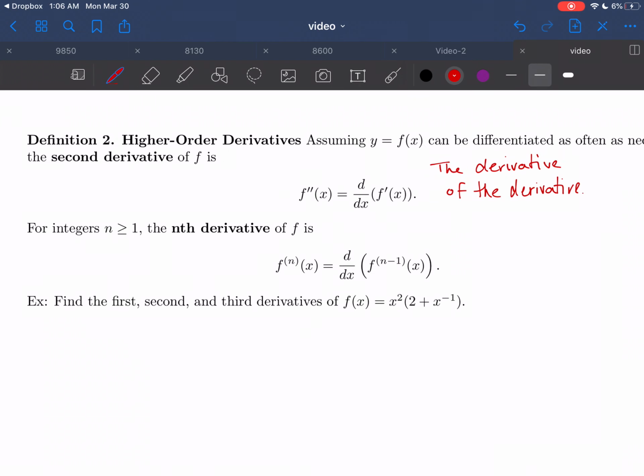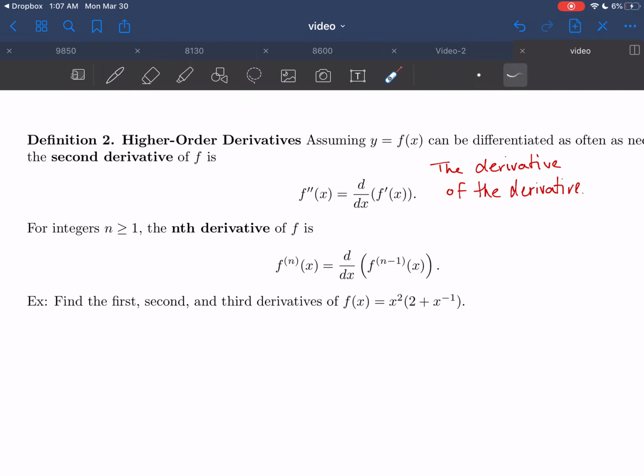We can also go past this, and we can go to the nth derivative, as long as n is greater than 1. So we can have like the 42nd derivative, the 112th derivative. The nth derivative is defined like this, and really all it is is you taking the derivative however many times until you reach n. So it's the derivative of the derivative of the derivative of the derivative until you reach n.